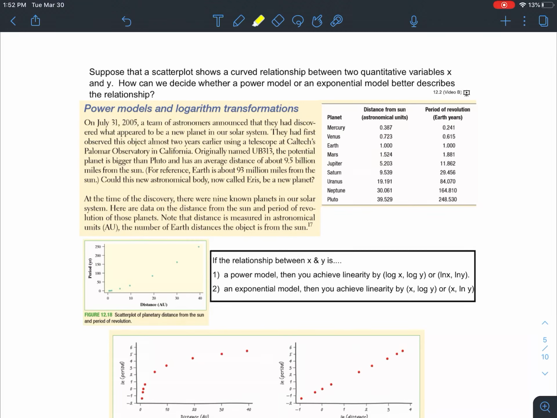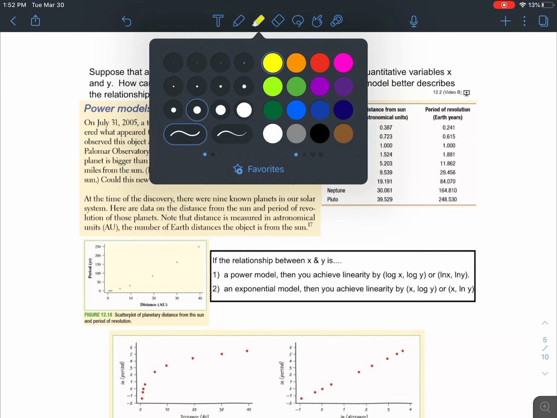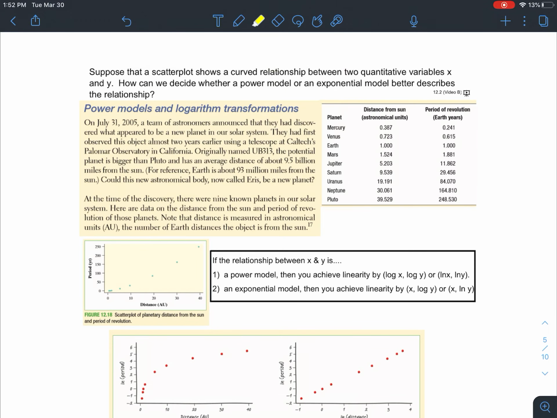Okay, we are going to be wrapping up section 12.2, the last section here in the book. We talked in the previous video about how if the data set for your scatter plot has some type of curve to it, either a power model or an exponential model, we can perform a transformation to try to achieve a linear scatter plot so that we could then run a linear regression.